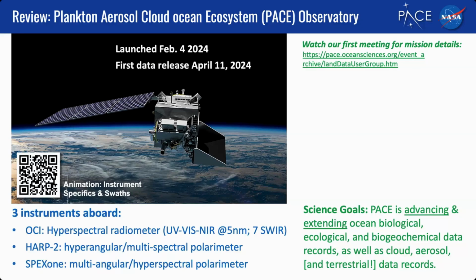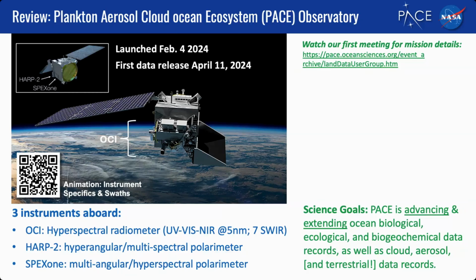We have 3 instruments aboard the observatory. There's OCI, a hyperspectral scanning radiometer that has coverage from the UV through the visible through the near infrared at 5 nanometer spectral resolution, as well as 7 shortwave infrared bands. PACE also has 2 tiny but mighty polarimeters. One of them is HARP2, which is hyperangular, its specialty, and multispectral. And then we have SPEX1, which is multi-angular but hyperspectral. For details, again, please see our past meeting.